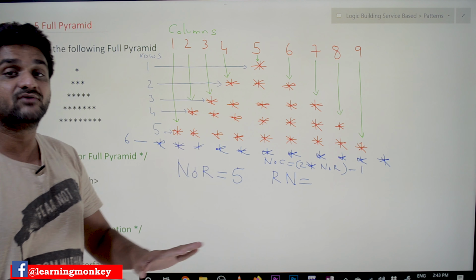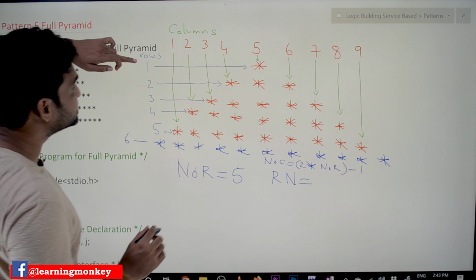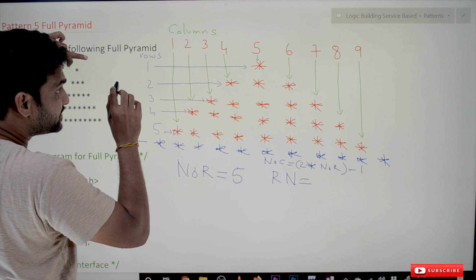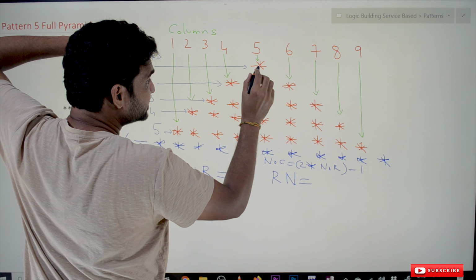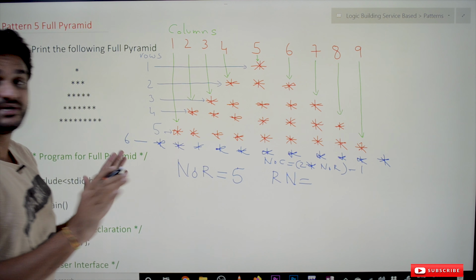So now coming to the main point of this pyramid. Whenever we are in the first row, we have to print the star at this location and the remaining locations are to be left empty.